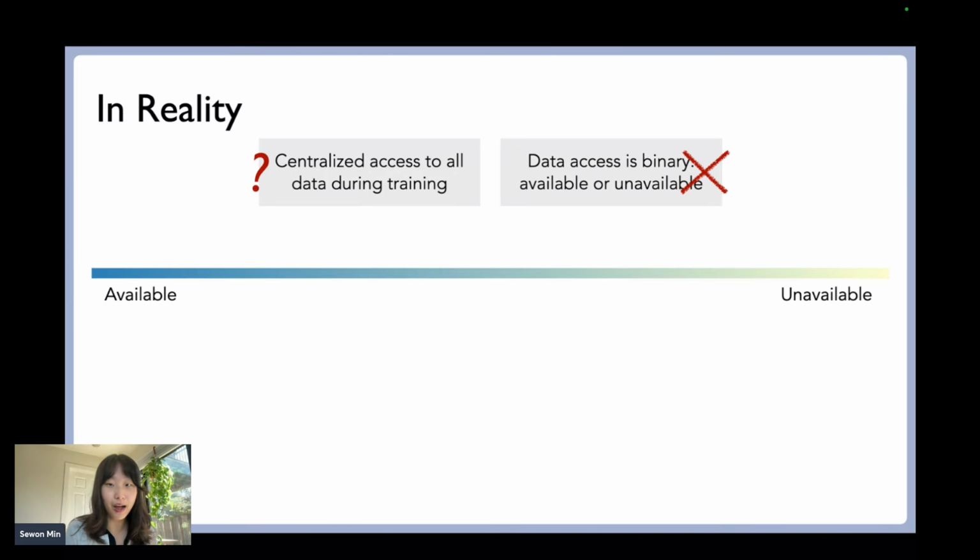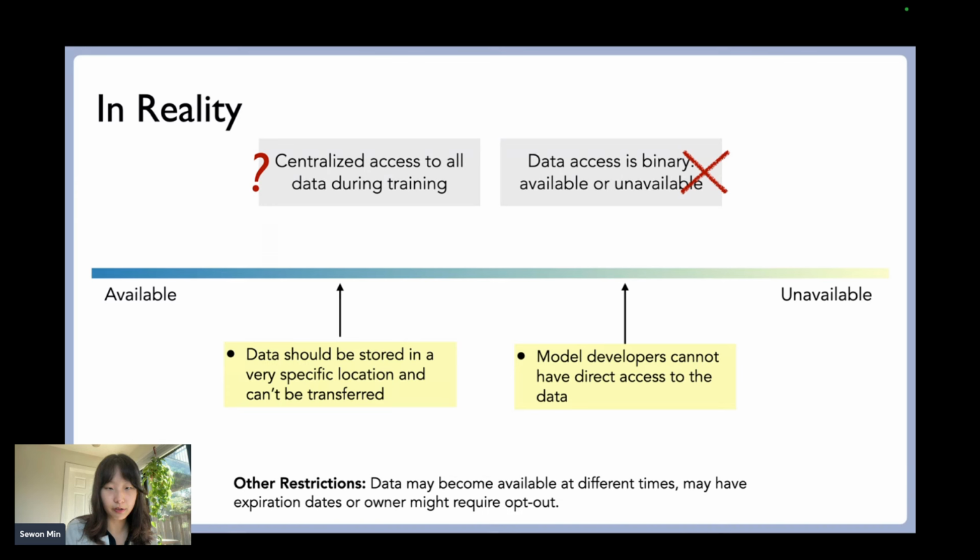For instance, in reality, data access may not be binary. It is rather a spectrum. There could be data that model developers may not have direct access to, although they can potentially use the data. Or there could be restrictions, like data should be stored in a very specific location, like GCP or AWS, and cannot be transferred, in which case pulling all the data together and training one giant model is very difficult. And these are some examples of restrictions. There are more restrictions in practice.